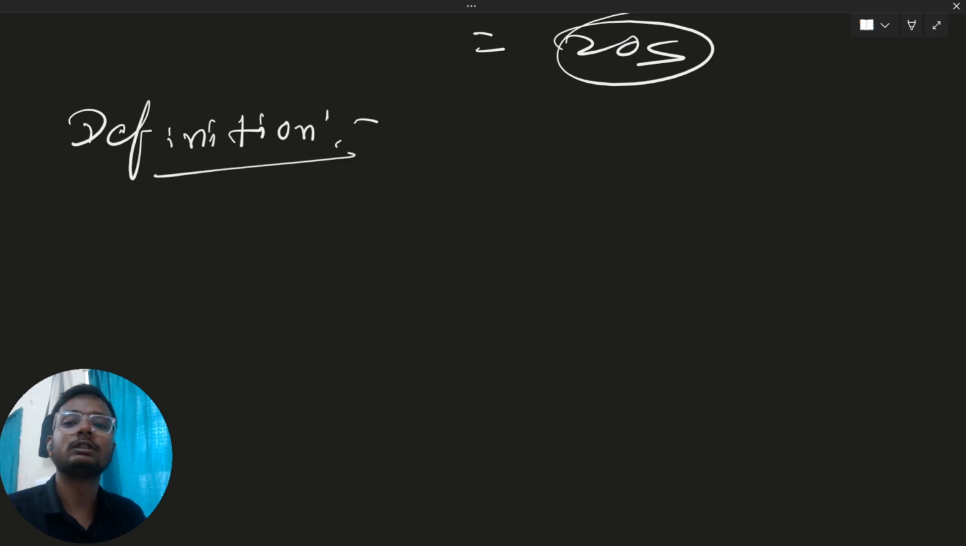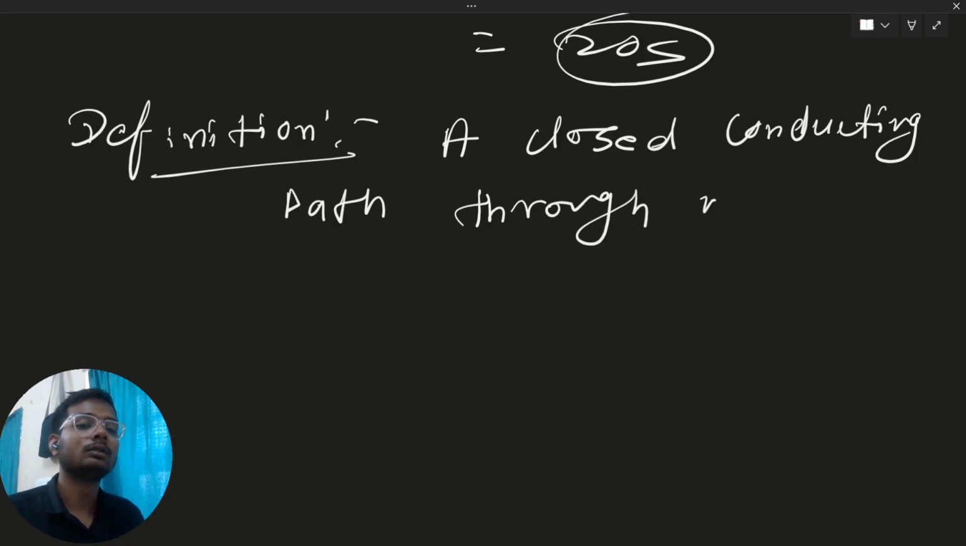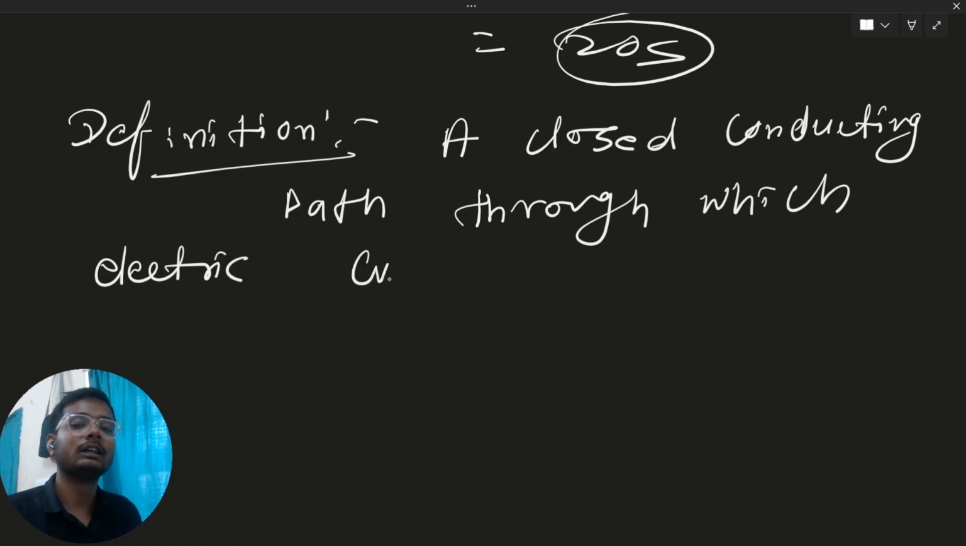What is the definition of an electric circuit? An electric circuit is defined as a closed conducting path through which electric current flows. Okay, that is the definition.